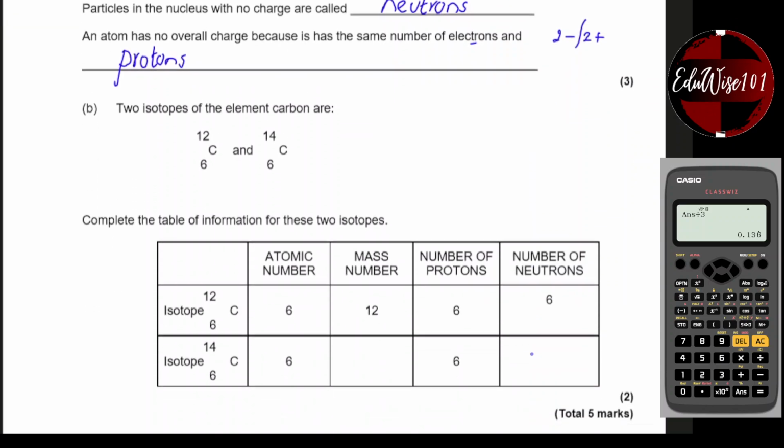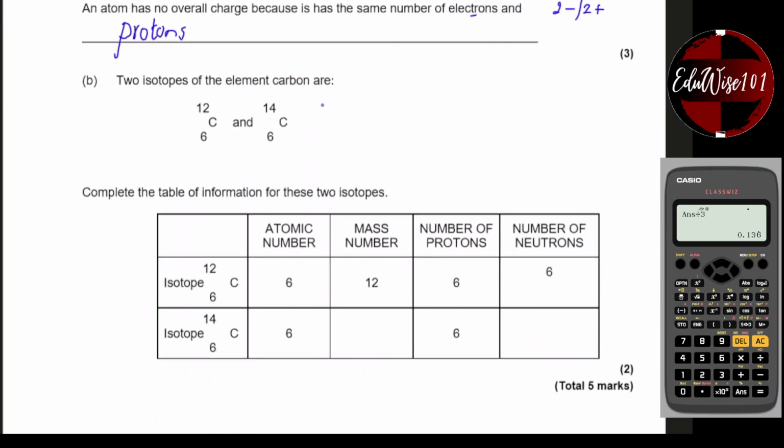2 isotopes of the element carbon are carbon 12 and carbon 14. Complete the table of information for these 2 isotopes. So you have the atomic number. The atomic number is basically this number. That's why they are both 6 and 6. The mass number is actually this top number, so hence they have 12 here. The mass number for this carbon is 14.